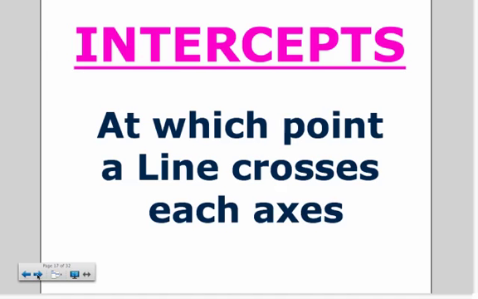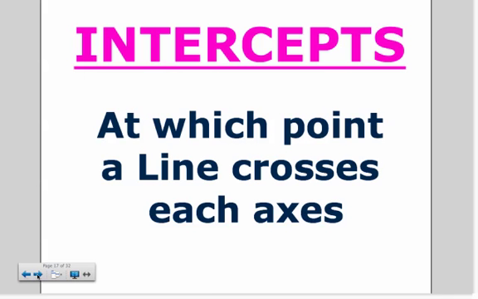Intercepts are the points where a line crosses each axis. There are two special types of lines, horizontal lines and vertical lines. Horizontal lines do not cross the x-axis, so as a result, all horizontal lines will not have an x-intercept. And vice versa, vertical lines never cross the y-axis, so they will never have a y-intercept. All other lines are diagonal, and all diagonal lines have both an x and y-intercept.